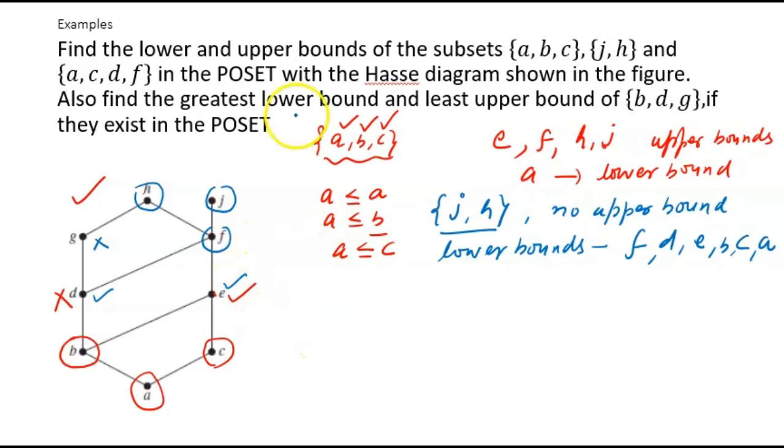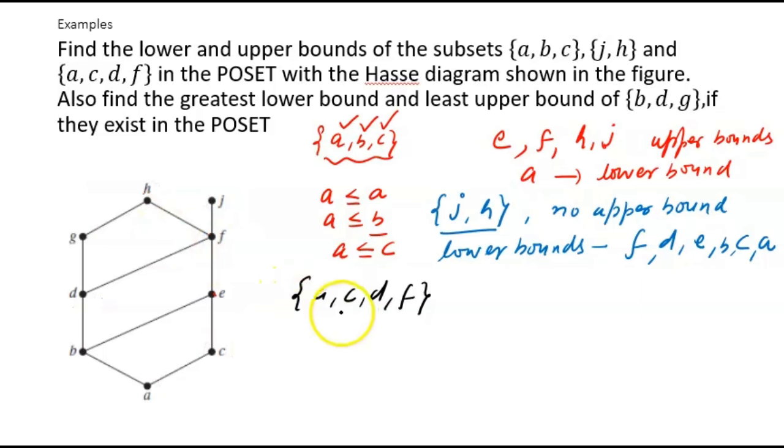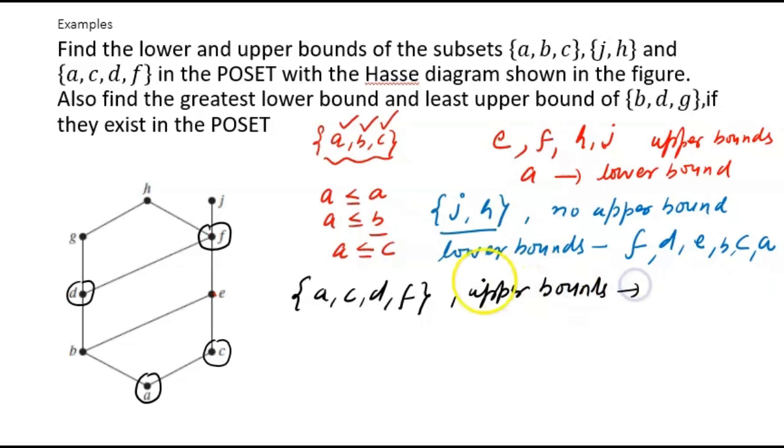Now let us take the other subset here, that is A, C, D, and F. And let me remove this sign here so that we can clearly see. So we have A, we have C, we have D, and we have F. So what will be the upper bounds in this case? I hope you have understood the definition, that we are going to look for all those elements which are greater than or equal to all the elements like A, C, D, and F, right?